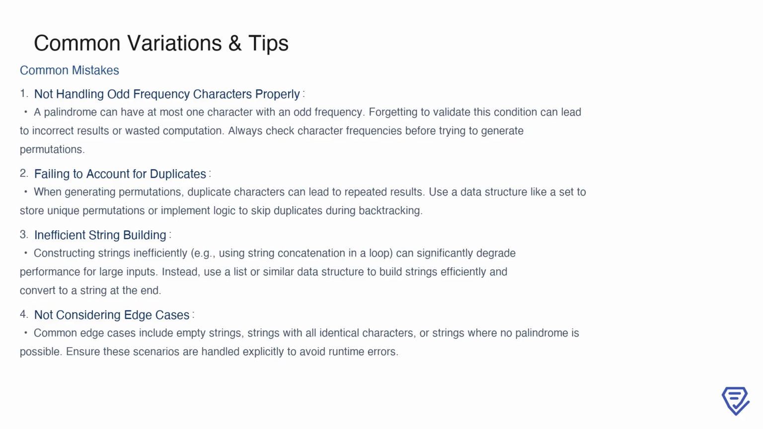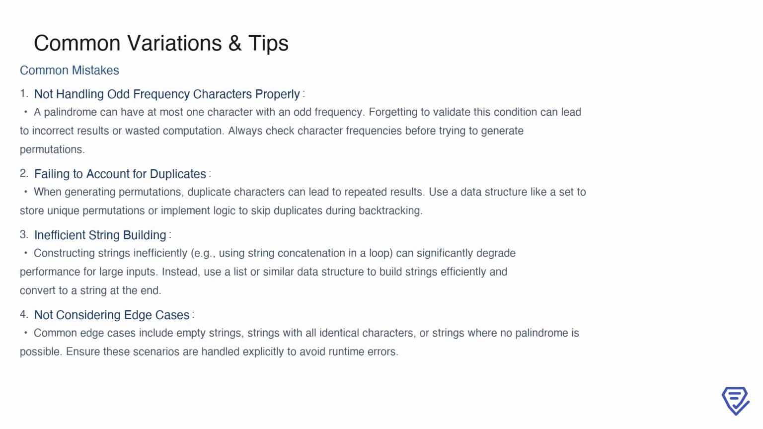Another frequent mistake is failing to account for duplicate characters. When generating permutations, duplicates can lead to repeated results, so consider using a set to store unique permutations or implement logic to skip duplicates during backtracking. Additionally, inefficient string building can be a major performance bottleneck. For large inputs, concatenating strings in a loop is expensive. Instead, use a list to build the string and convert it into a single string at the end.